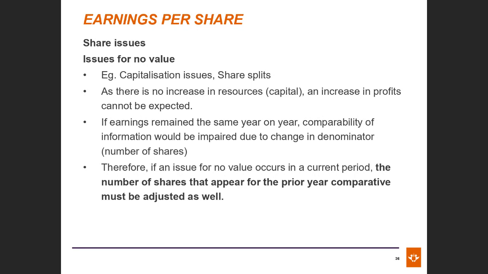So in order to improve comparability, because remember when you think of the conceptual framework, we obviously want financial statements that are comparable. So in this situation where there's an issue for no value in the current period, the number of shares that appear for the prior year comparative must be adjusted as well. So even though this issue for no value will happen during the current year, we want the prior year in our financial statements to be comparable. So we will show the number of shares that was issued for no value. It must appear in the prior year as well. Okay.